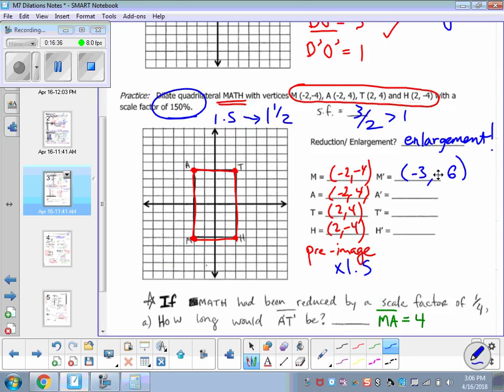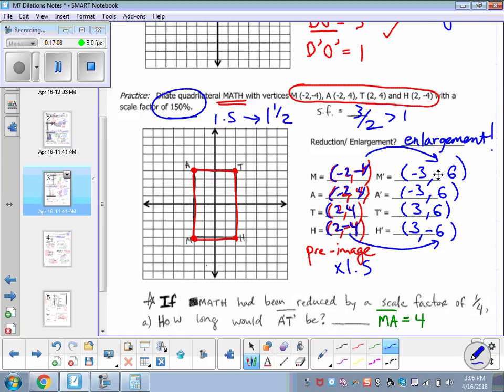Now since I just did the negative 2 times 1.5, there it is again. And positive 2 would just be the positive version, so we're good to go there. With the negative 4 times 1.5, I got negative 6, so here it is again. And I know that 4 is going to be just the positive version of that. So now we have all of our points.